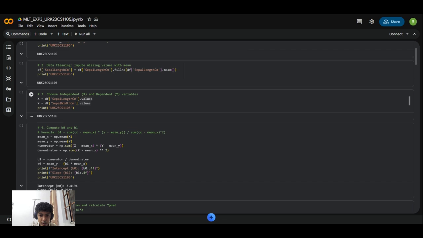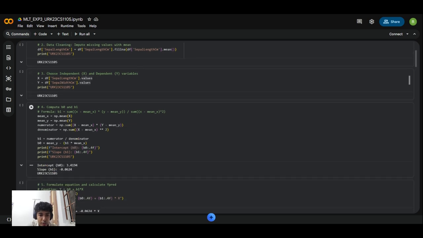The third question is to choose the independent x and dependent y variables. We've chosen x, the independent variable, as sepal length in cm, and y as sepal width in cm. The meaning is that the length is used to predict the width.